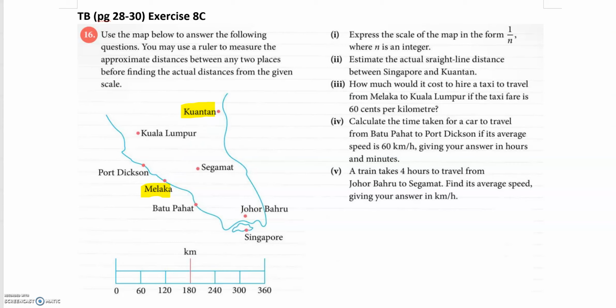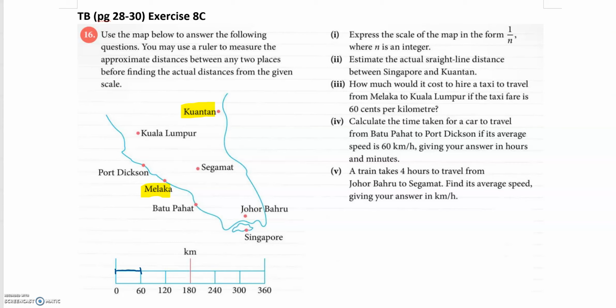Okay, so let's go on to the questions. Part 1 wants us to express the scale of the map in the form 1 over n, where n is an integer. So what you have to do is to measure. Take your ruler and measure something simple, like this distance here. Your distance on your ruler versus 60 kilometers will be your map scale.